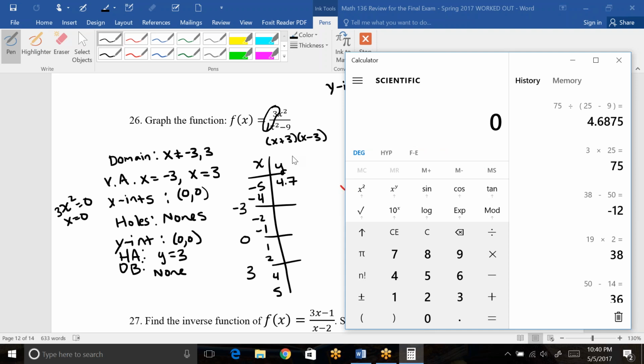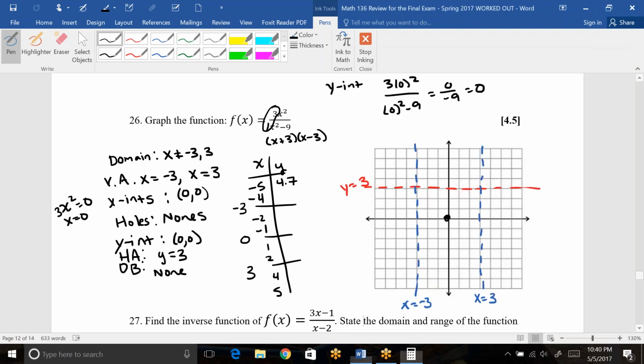If we plug in -4, that would be 3 times -4 squared, which is going to be 16. And it doesn't matter that it's negative because you're squaring it, so it's going to end up positive. So my top is 48. -4 squared is again 16, but 16 minus 9 is going to be 7. So that would be 6.9.